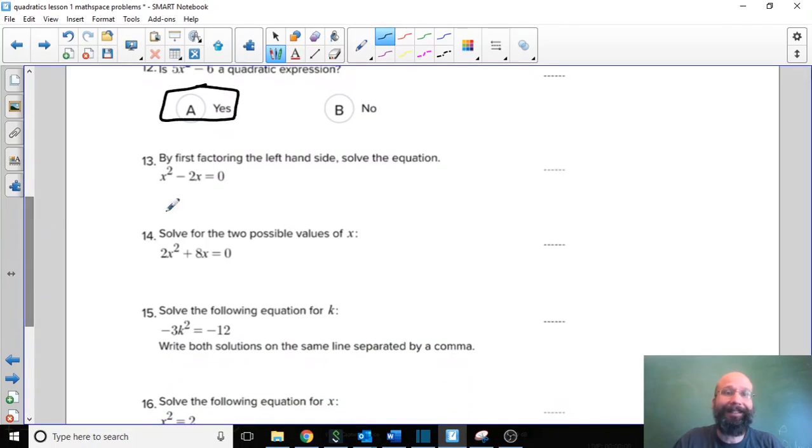So, again, it wants you to factor. Like I told you in the video on how to solve by hand, it wants you to factor, so you can solve the equation. We don't need to do this for the Mathspace.